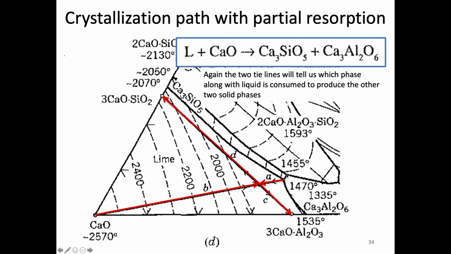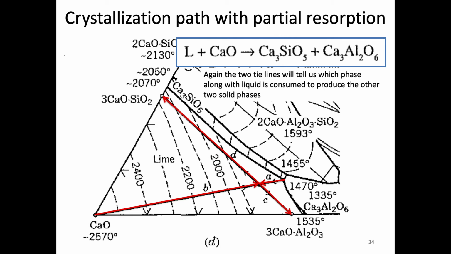So this is the composition of the liquid at the peritectic point, and then the other 3. So the Ca3SiO5 is here. This is calcium oxide, and then this is the calcium aluminum phase over here. So those are our 4 points. Those are our 4 phases involved.